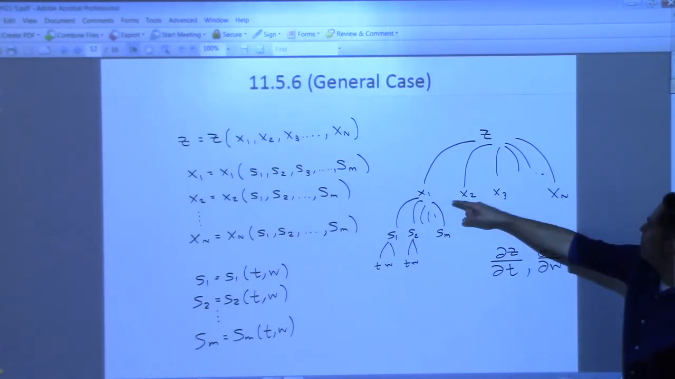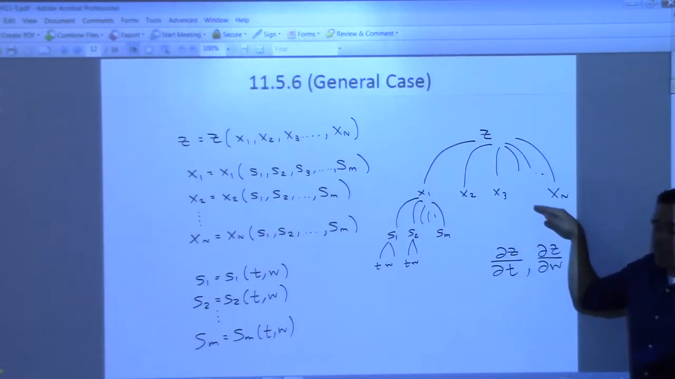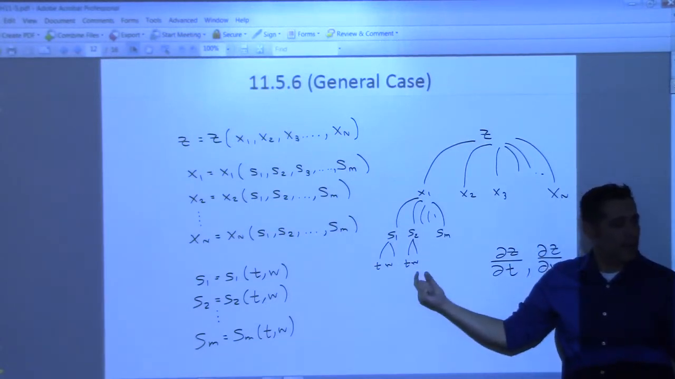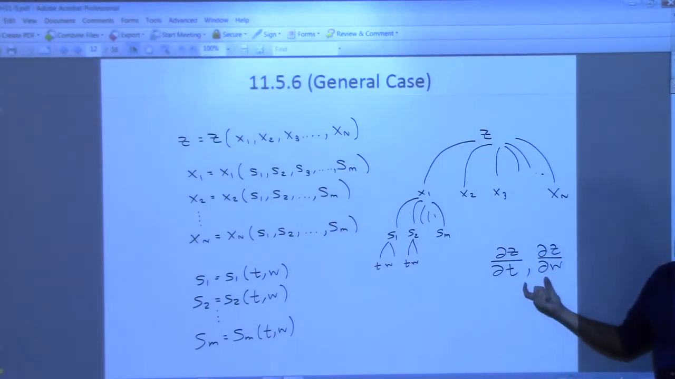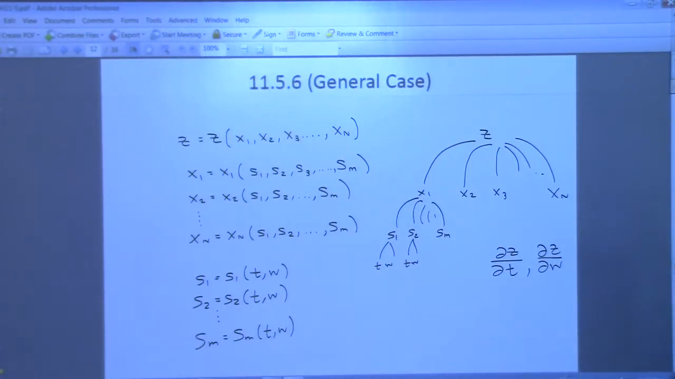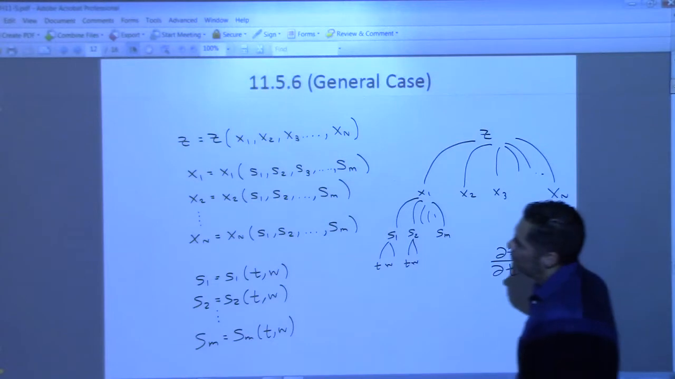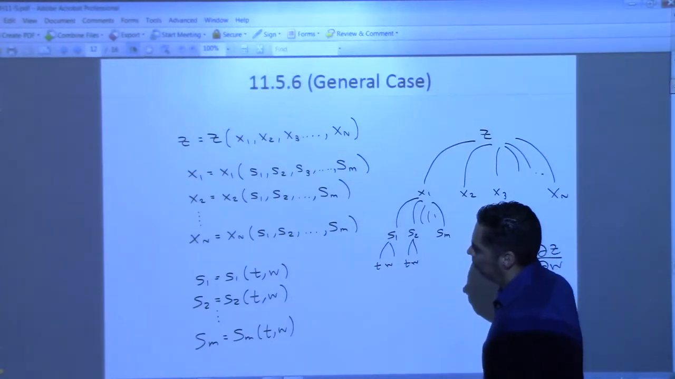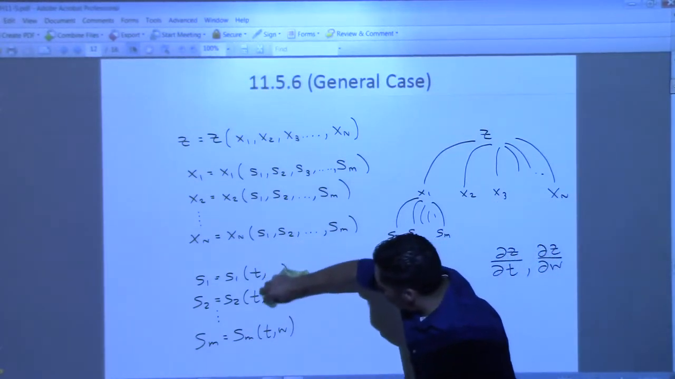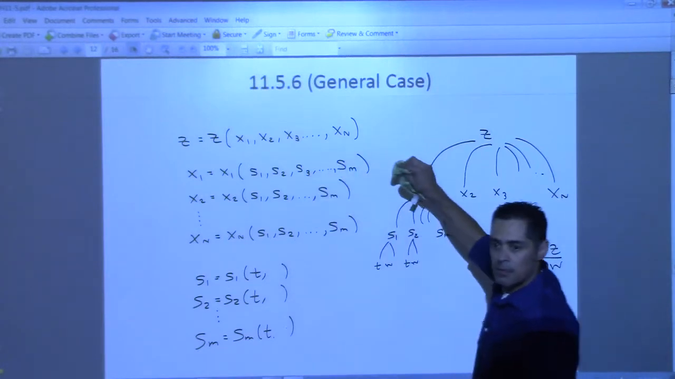So all this n and m didn't matter anymore because at the end of the day, we only had two variables that everything depends on. So there's only two partial derivatives possible. Make sense? Okay, I'm trying to generalize, but it gets messy. What if all your s's depended on t?